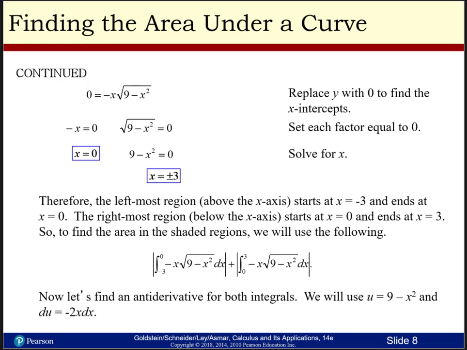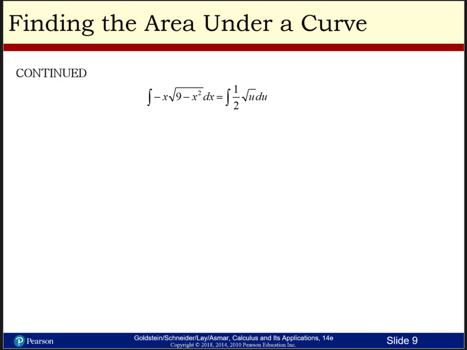So now let's find an antiderivative for both integrals. We're going to use u equals 9 minus x squared. Take the derivative of that, you'll get du is -2x dx. So we're going to plug all of that in. And look at how sweet this ends up.